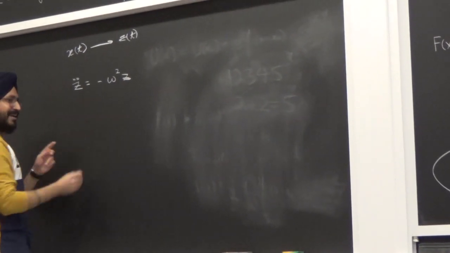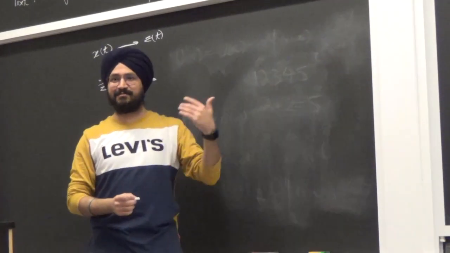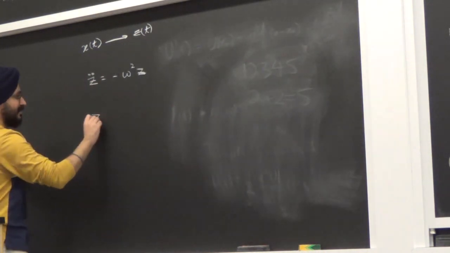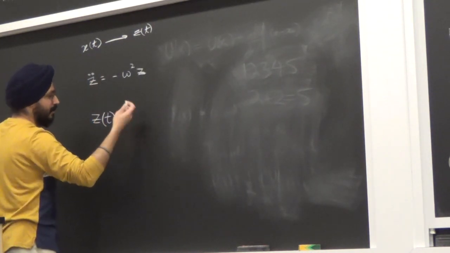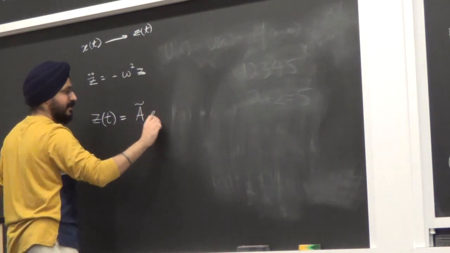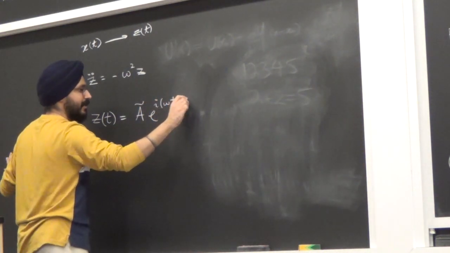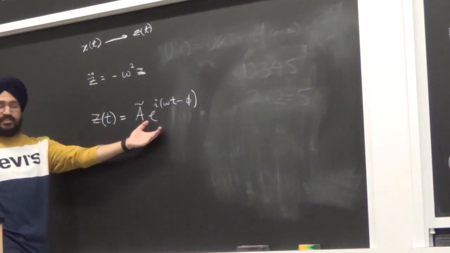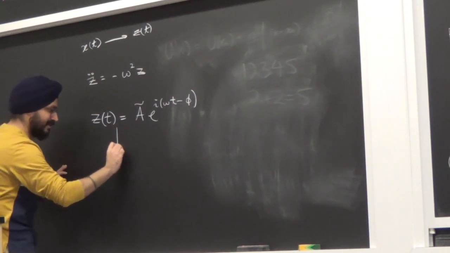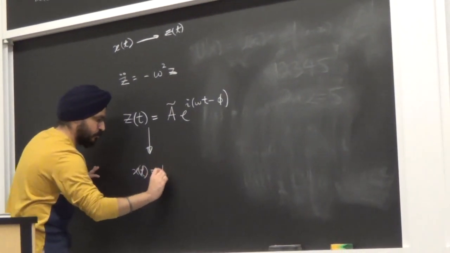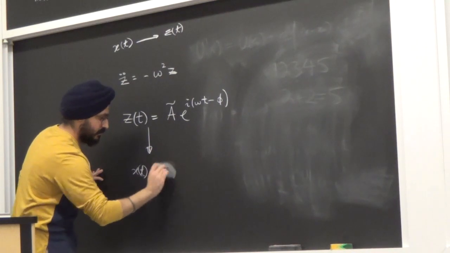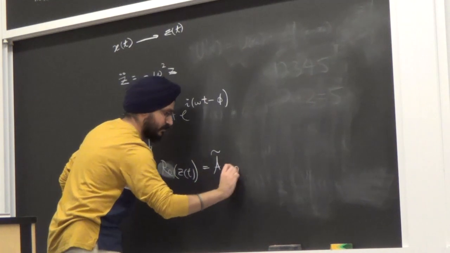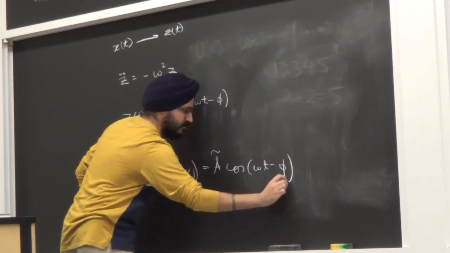And the solutions for that, again, which function differentiated twice or once gives the same function again? Exponentials, right? So z of t can be a tilde e to the i omega t minus phi. Again, two unknown constants, a tilde and phi. It's a complex function now. And once you've solved for this, finally, just take x of t to be the real part of z of t, which is again a tilde cosine omega t minus phi.